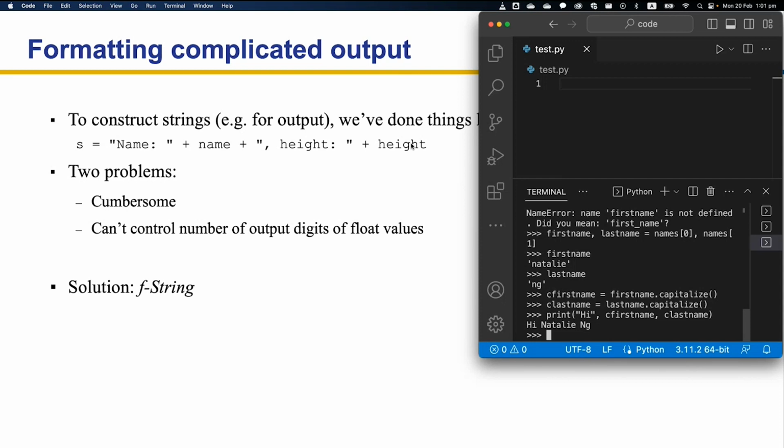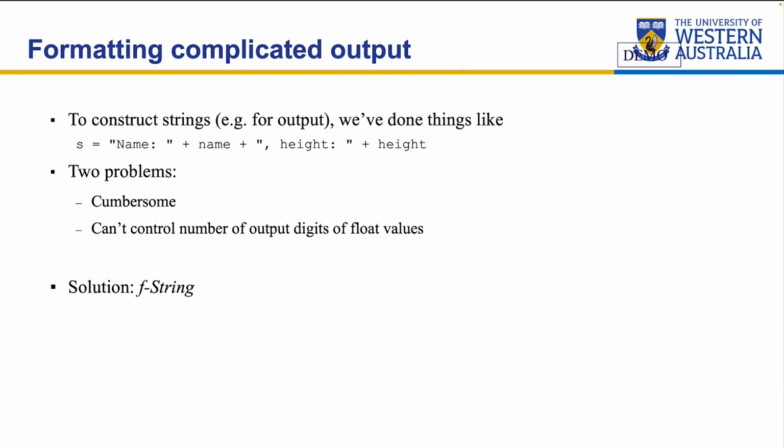So to overcome that, there are formatting methods provided for the strings. So that's the example that we usually use to construct strings by adding the strings together. It's cumbersome and it's hard to control the number of output digits of float values. There's a lot of difference, right? So the solution is to use f strings.